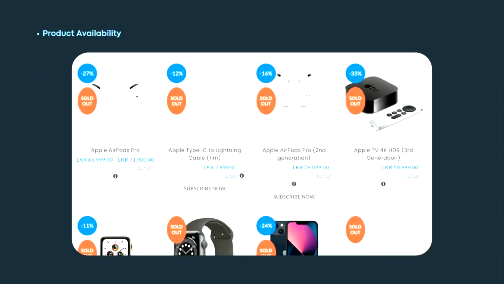The next consideration is showing the product availability. Displaying the availability status of items upfront is a must. Users shouldn't have to click into a product to discover that it's out of stock. So we can see here that AirPods Pro has been sold out. This is an example of what I described here.